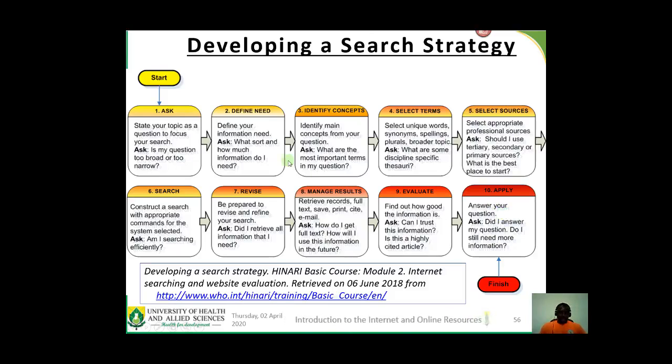So you ask questions. State your topic as a question, as we started with the examples that we just looked at. Then you find out yourself, is your question too broad or too narrow? So you define information need and you identify concepts. So what are the main concepts in your question? Usually these are noun phrases, and I'm going to show you in a jiffy how you can identify these. And then you select your terms.